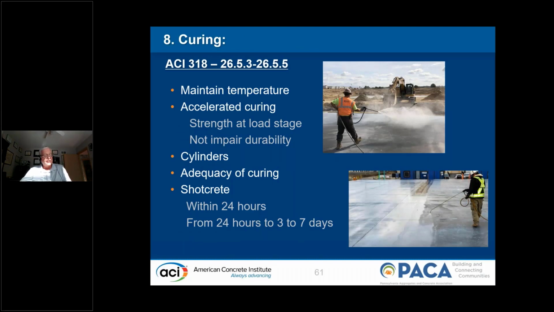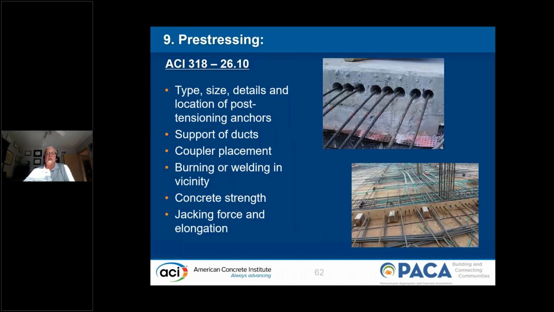Curing, Jim touched on curing a bit. So again, I'm not going to spend much time on that, but there's a lot that happens with curing. There's a lot of different ways of doing it. There's just spraying water on it. There's chemical curing compounds that can be added. We have to make sure that the concrete in place is properly cured, as well as, Jim already stressed, the cylinders are properly cured. And additional requirements for curing shotcrete.